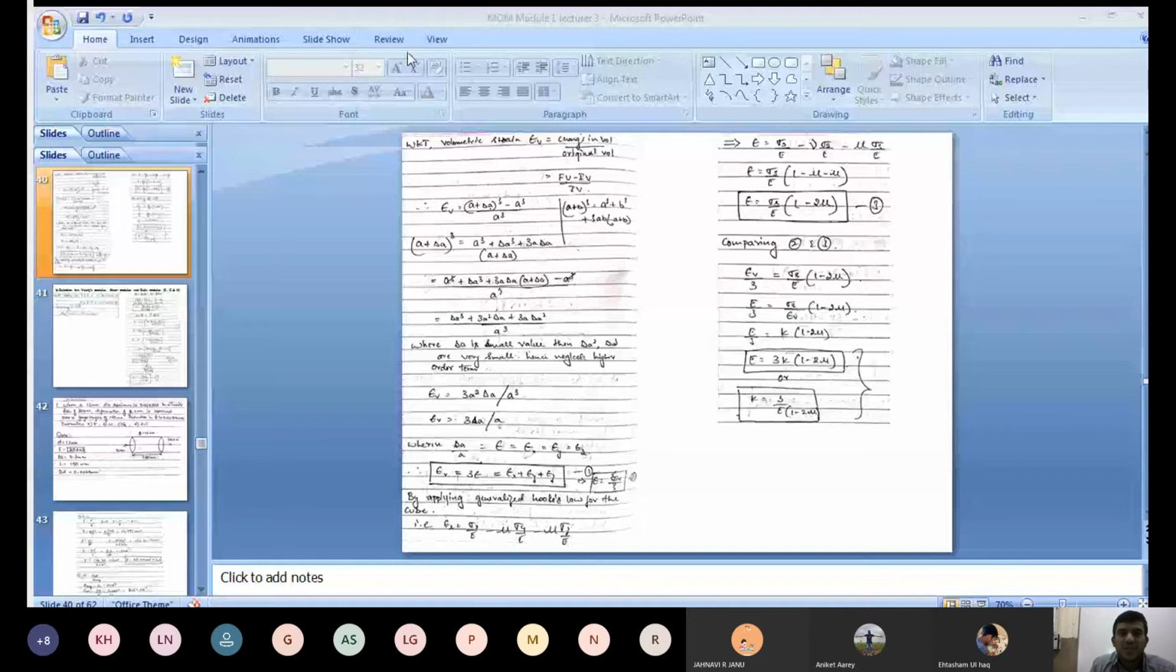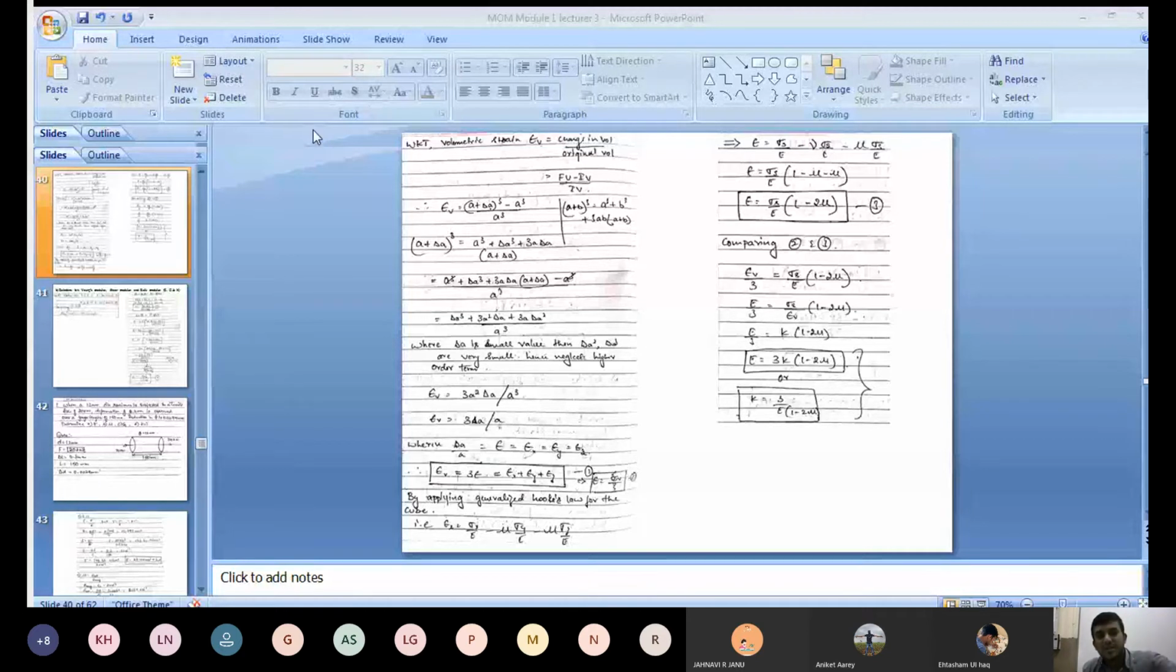Now what is the change in volume? In the numerator you can see final volume minus initial volume. The original volume is nothing but the initial volume. The final volume is A plus delta A whole cube, minus the initial volume A cube, whole divided by the initial volume A cube.